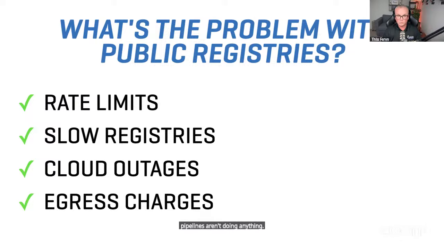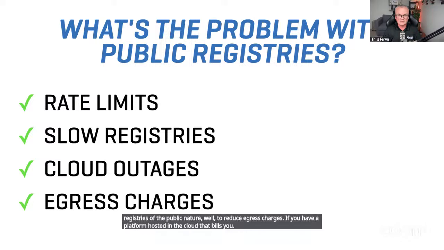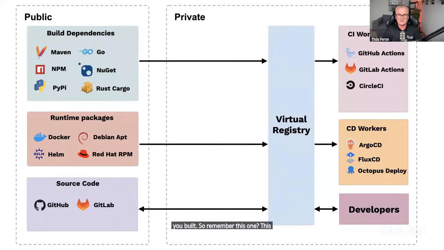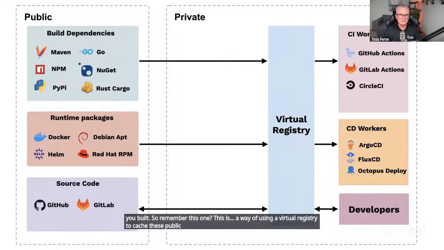And in the end, why would you also cache registries of the public nature? Well, to reduce egress charges. If you have a platform hosted in the cloud that bills you per gigabyte transferred, maybe it's better to have a copy close to where you deploy and close to where you build. So remember this one? This is a way of using a virtual registry to cache these public images. Let's switch it up a bit.